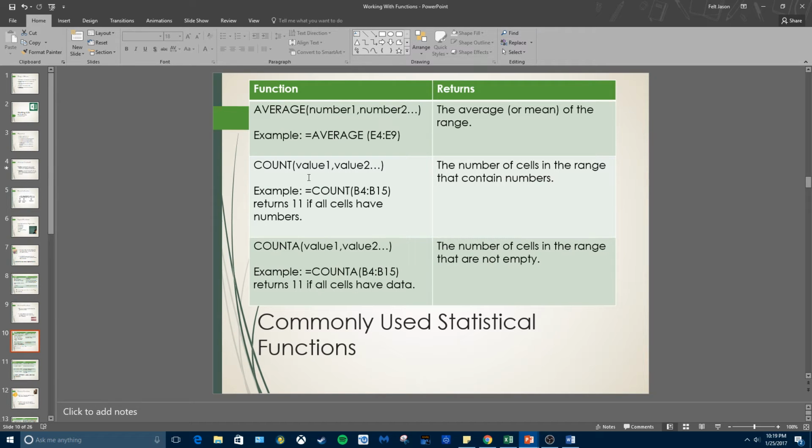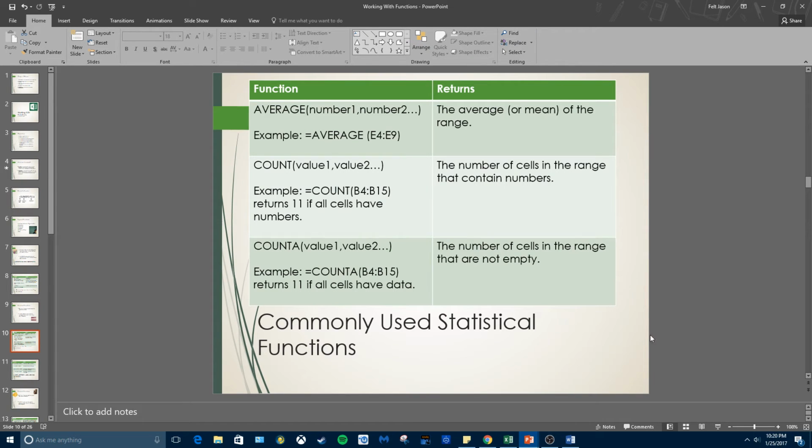So count, and you might have also seen count if, which uses the if function when you count as well, where you have to count how many are if they meet a specific criteria. Count will count the number of cells in a range that contain numbers. Okay, so these are numbers we're talking about. This isn't text, this is numbers. So if B4 through B15 have all numbers, it'll be 11. If it's all text, it'll be 0. Count A is any cells that aren't empty, so any text, any numbers.